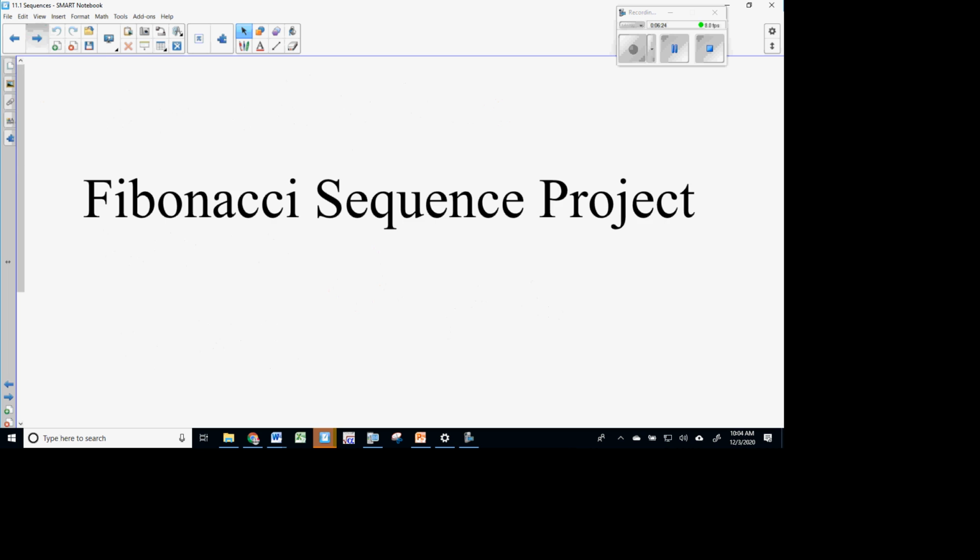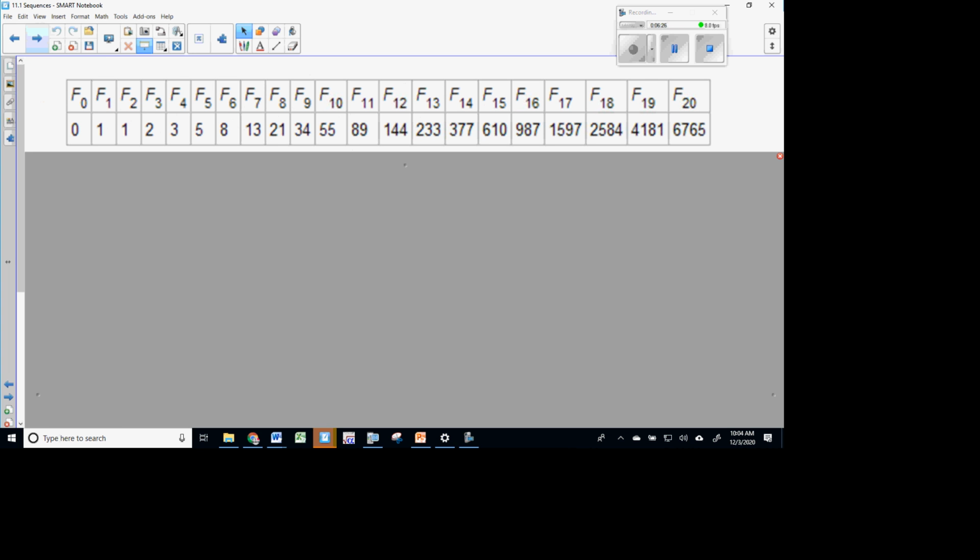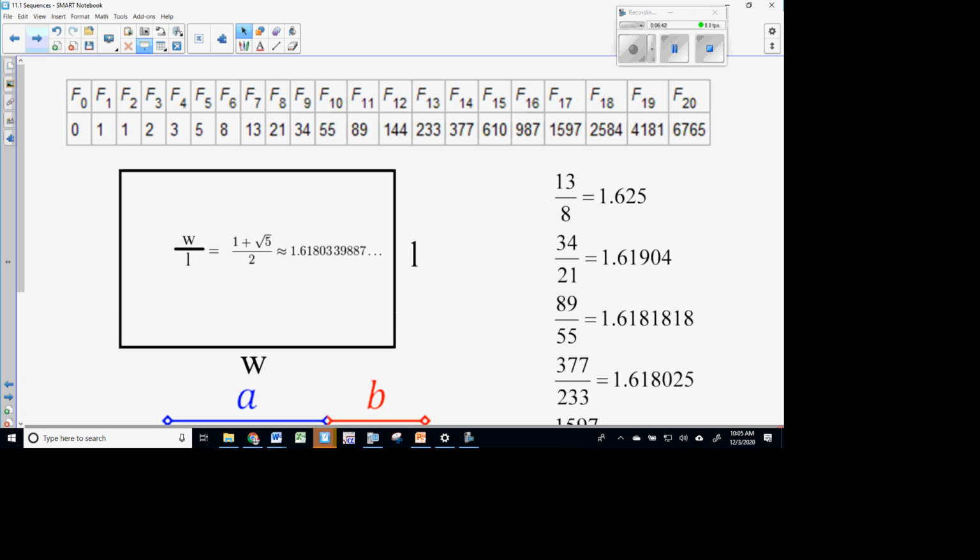We're not going to do the Fibonacci sequence project. We're kind of out of time. I'll just give you a real quick rundown. The Fibonacci sequence is this set of numbers where you add the two previous terms to get the next term. And I'll just say the Fibonacci sequence is directly related to the golden rectangle, or the golden ratio. It's just this kind of mythical number that supposedly pops up everywhere in different types of things.